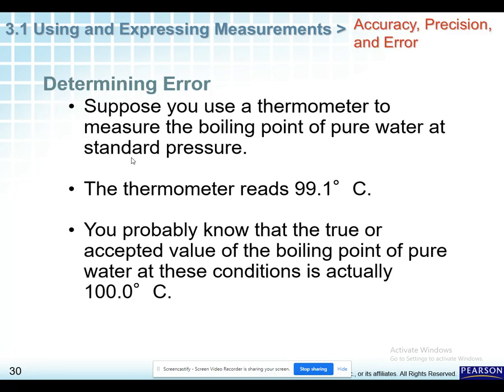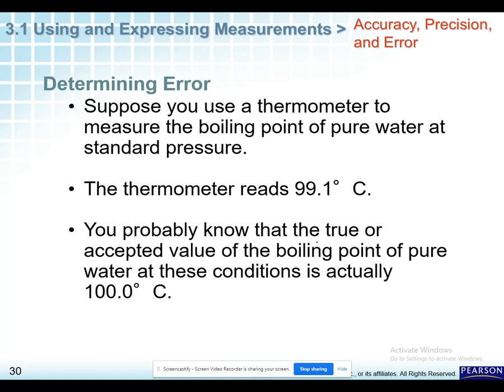The last major concept we're going to learn about is something you'll need in order to do your lab for today, and that's determining error. Error actually allows you to see how accurate and precise you are. So suppose you're using a thermometer to measure the boiling point of pure water at standard pressure. Our thermometer reads 99.1 degrees Celsius. So that's what your thermometer reads.